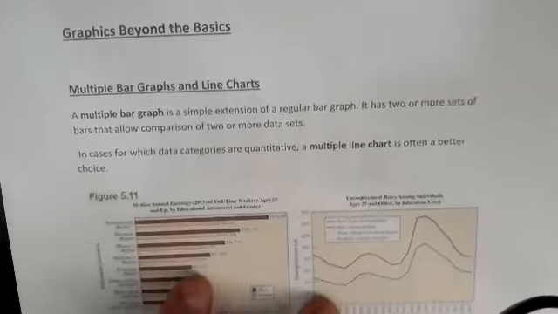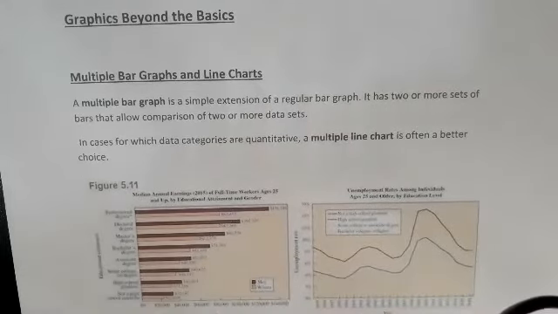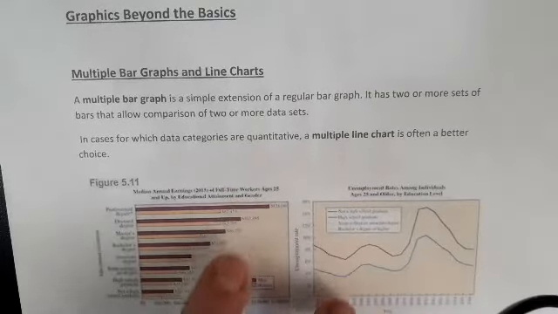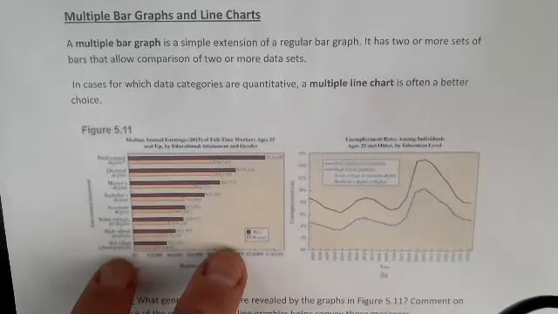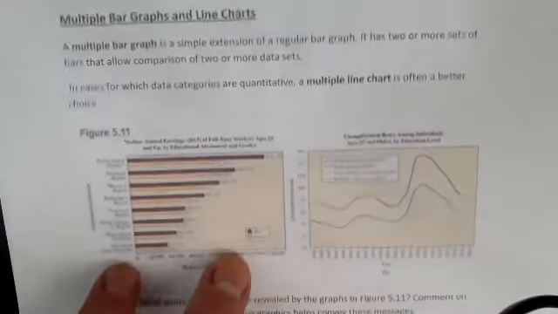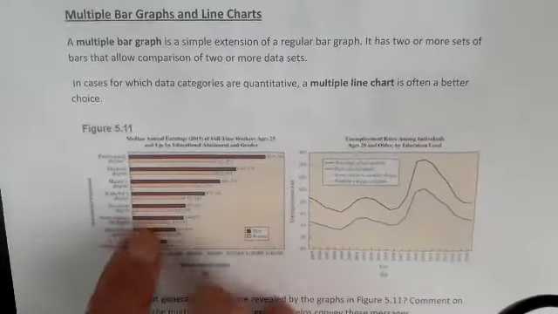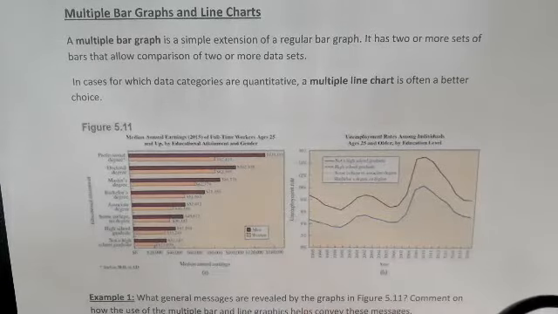visual representations. So if we look here, the first thing that they extend is the concept of a bar graph. So we can have a multiple bar graph, and it's an extension of a regular bar graph. And we're going to divide our set into sort of subsets. And so we're going to compare, like in this first one, figure 5.11 is a multiple bar graph. Part A is a multiple bar graph. Part B is a multiple line chart.